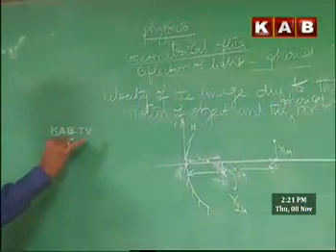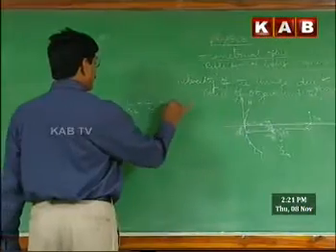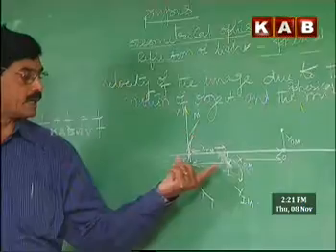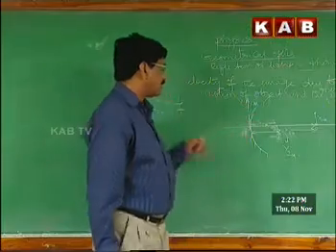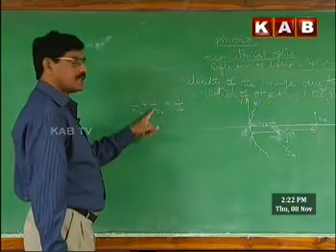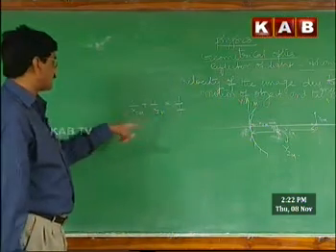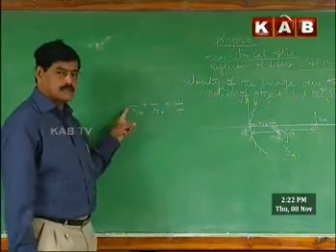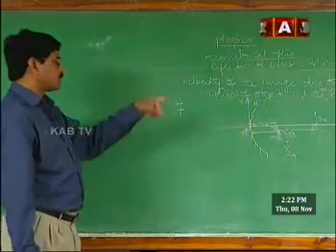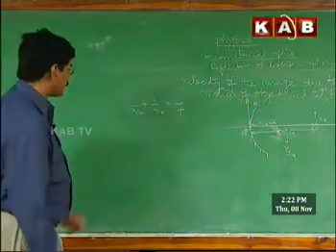Plus 1 by xim is equal to 1 by f. The reason is real object, real image and concave mirror all are positive. Real image distance is positive as per the sign convention. Real object distance also is positive as per the sign convention, and focal length of the mirror also is positive as per the sign convention.